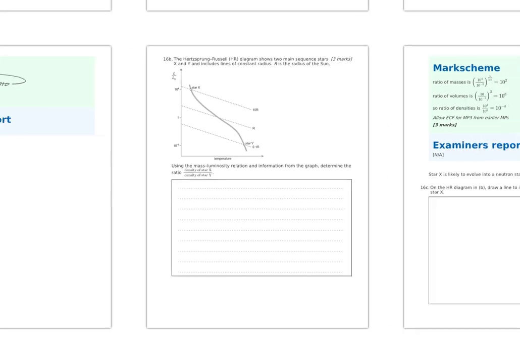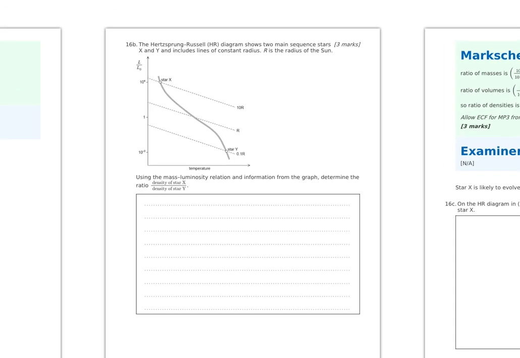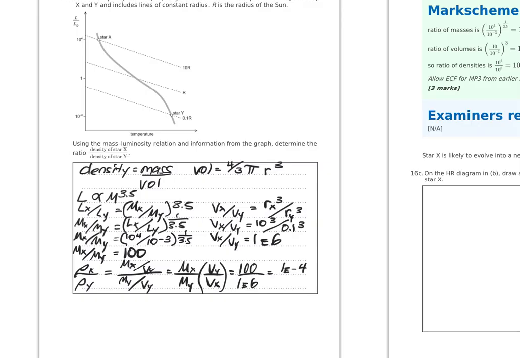Okay, let's see 16B, talking about the main sequence. All right, this one's a bit of a doozy. So density is mass over volume, and we get the relative mass from the relative luminosity, except we have to take luminosity proportional to m to the 3/5. That means that relative mass is proportional to the relative luminosity raised to 1 over 3/5. Luminosities are given from the HR diagram.